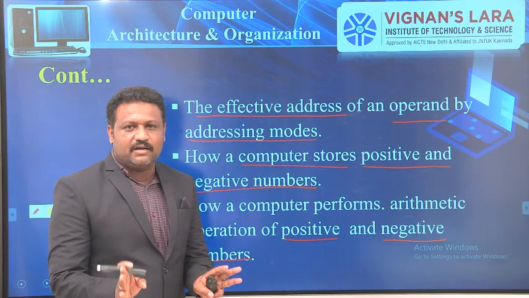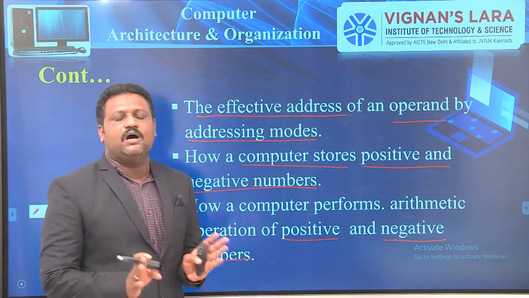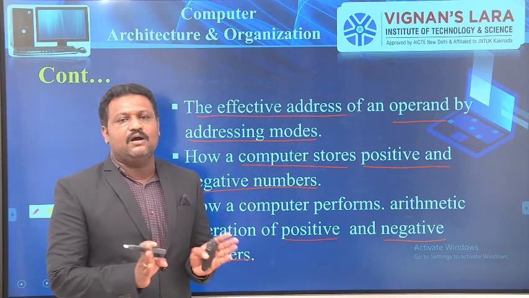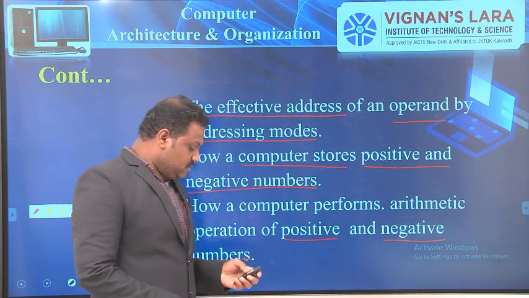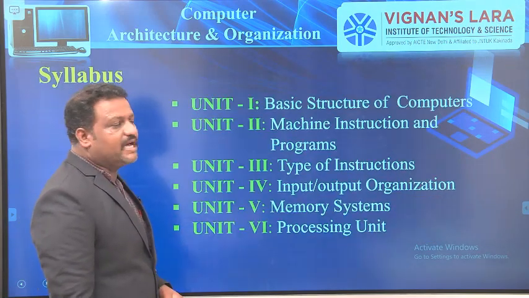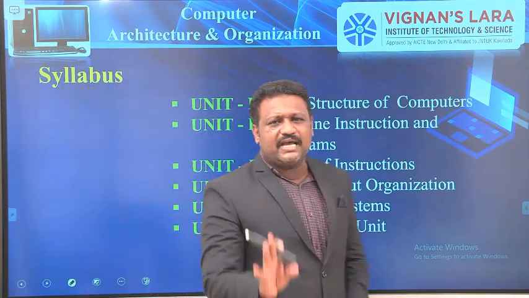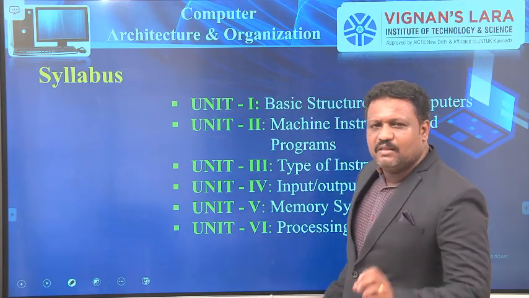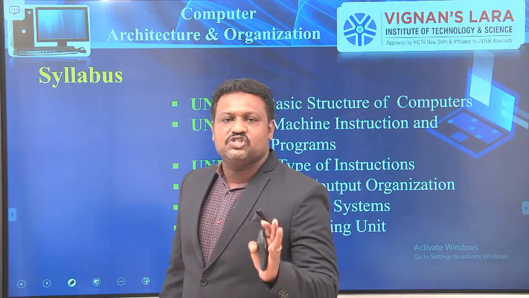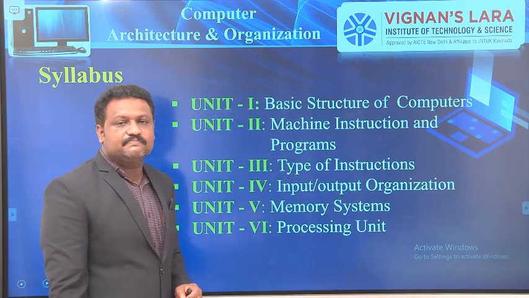I hope you understand the objectives as well as the outcomes of our course, Computer Architecture and Organization. Fine. Later we can go and see the syllabus. That is another important thing. Here I just represent only the main headings of our units. In our syllabus, there are a total of 6 units.